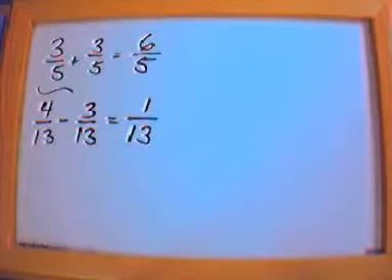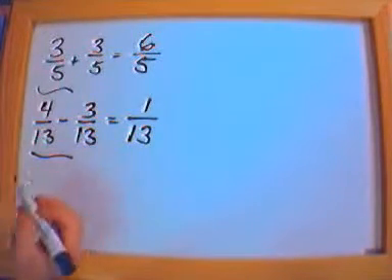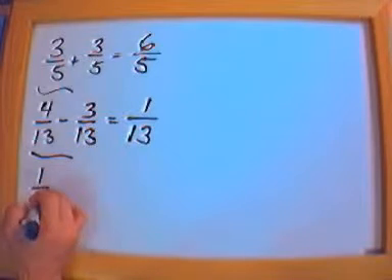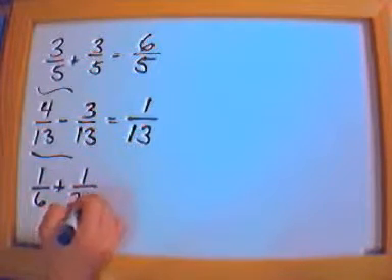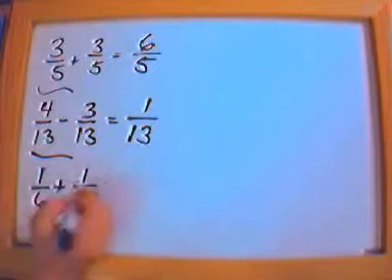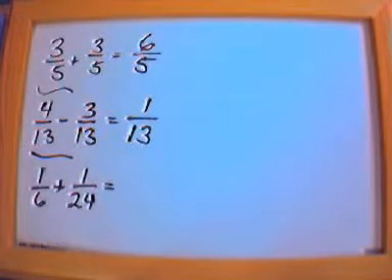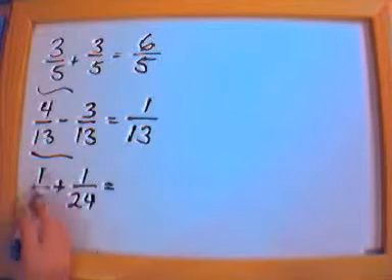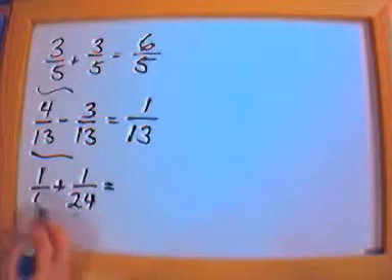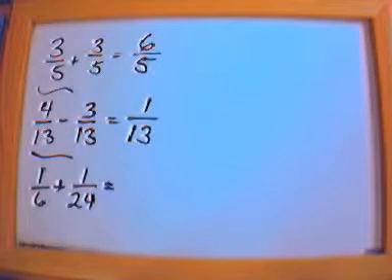So it's very simple. Here it gets to be a little bit more interesting. What if you have something like 1/6 plus 1/24? Well, I cannot simply add these numbers. I can't make it 2 over whatever because these numbers are not the same. I cannot just simply add them like I was doing before. I need to figure out a way to make them the same on the bottom. And how can we do that?